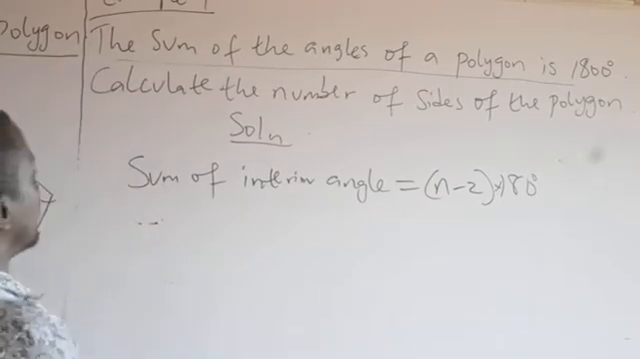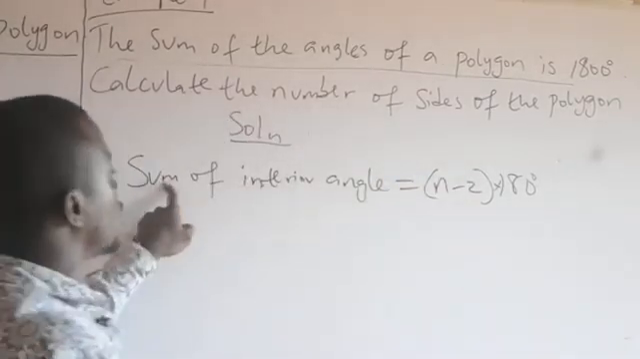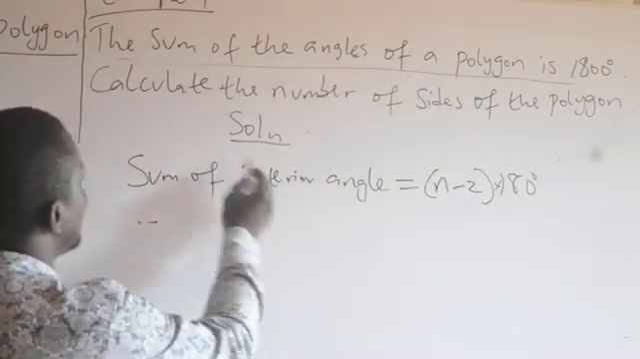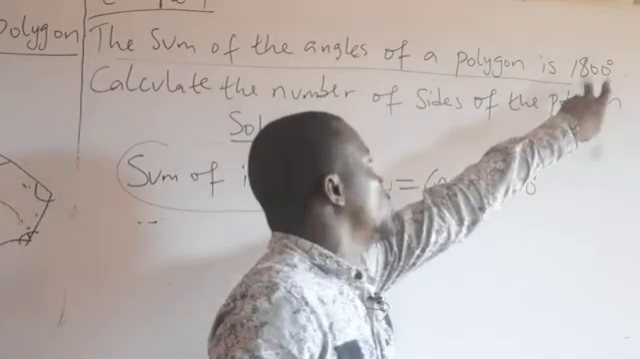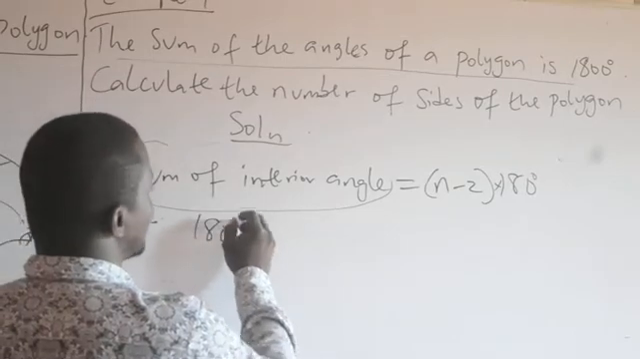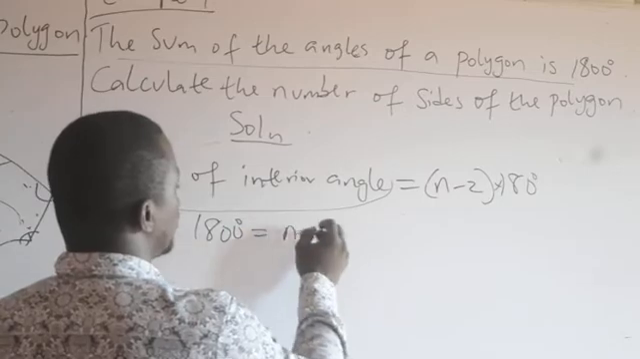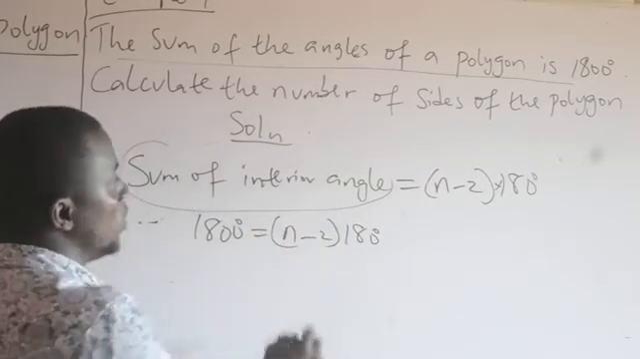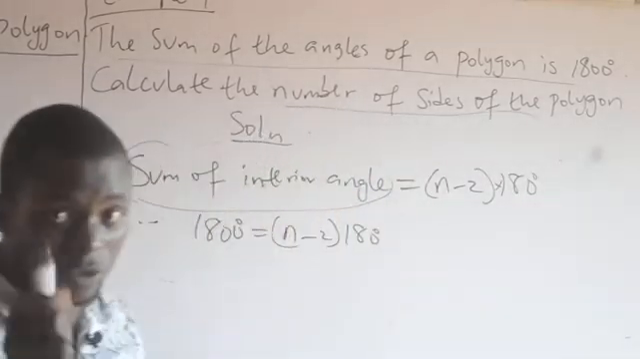So we don't know n, the number of sides, but we are given the sum of interior angles. Whenever you see this sum of interior angles, please substitute it with what? 1,800. So we now say 1,800 degrees equals n minus 2 bracket 180 degrees. We don't know the number of sides. That is what I'm looking for. The question does not give us n.